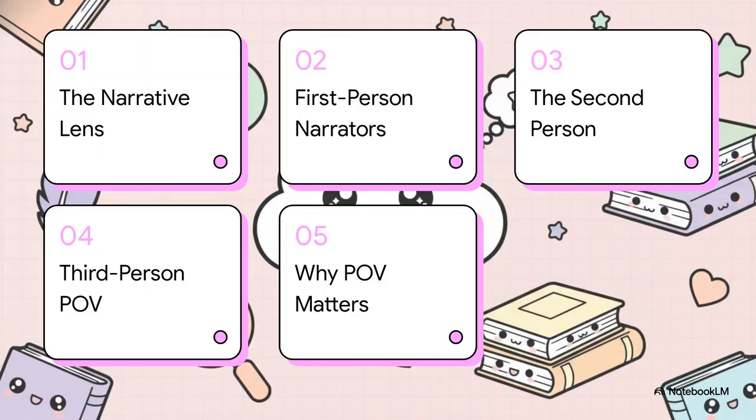Here's our roadmap for this explainer. We're going to cover 1. The narrative lens. 2. First-person and unreliable narrators. 3. The second-person experience. 4. Exploring third-person perspectives. And finally 5. Why point of view matters. It's going to be a fascinating journey, from super intimate up-close lenses all the way out to wide, all-knowing perspectives.